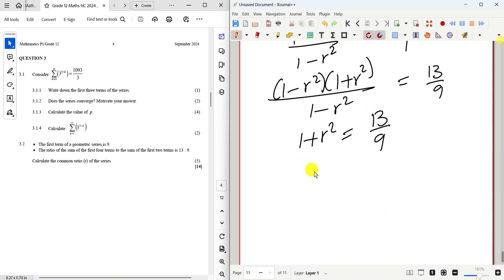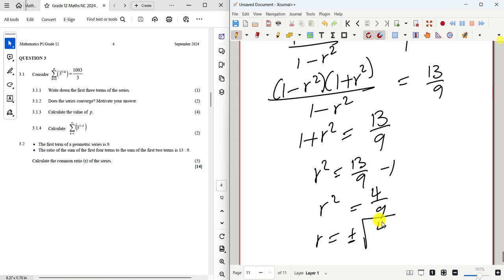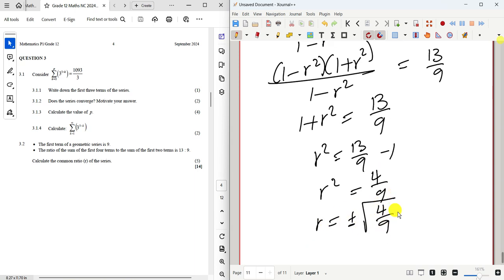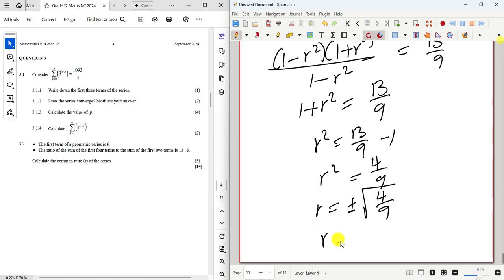Then r squared will be 13 over 9 minus 1. R squared will be 4 over 9. Therefore r will be the square root of 4 over 9, which is plus or minus 2 over 3. But we need to be careful. It's plus or minus 2 over 3.